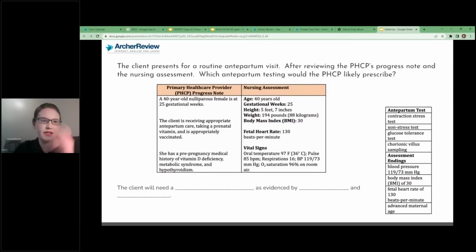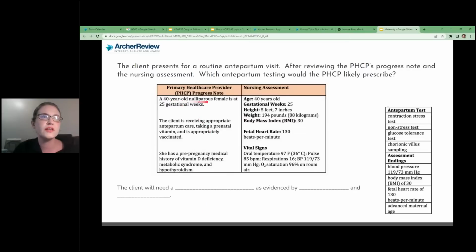All right, let's try another one. This says the client presents for a routine antepartum visit. After reviewing the primary healthcare provider's progress note and the nursing assessment, which antepartum testing would the primary healthcare provider likely prescribe? So let's see what this says. So the primary healthcare provider's progress note.